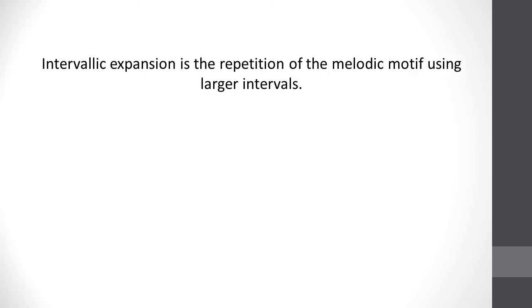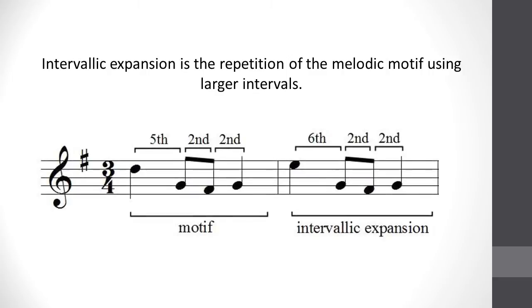Simply put, intervallic expansion is the repetition of the melodic motif using larger intervals. Here is an example. As you can see, the melodic motif in the first measure consists of a fifth followed by 2 seconds. The repetition of the motif in the second measure is an intervallic expansion of the motif since the interval of a fifth has been expanded to a sixth.